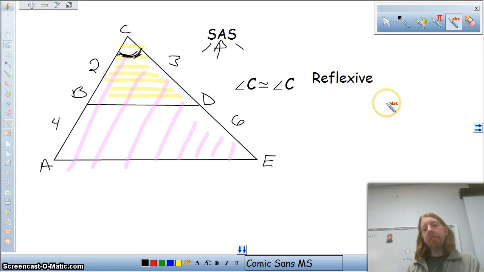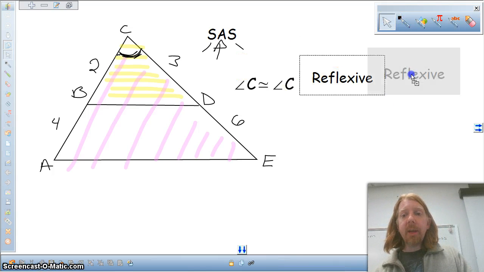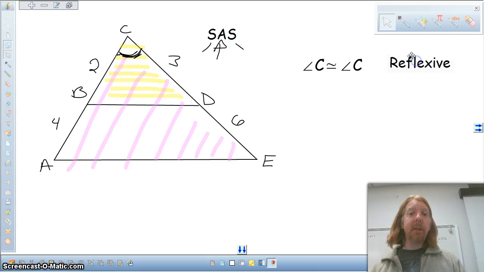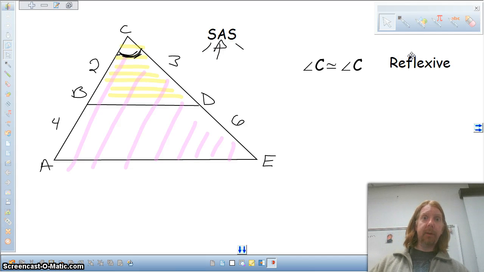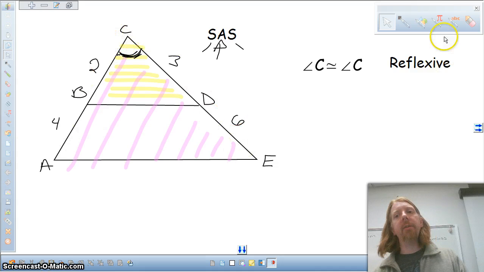Now, reflexive means something equals or is congruent to itself. That's an actual name for the rule, even though you think it's pretty obvious. I mean, if I tell you angle C is 60 degrees, how big is angle C? 60 degrees. So that's not too bad. Now I want to show that the yellow triangle sides are going to be proportional to the pink triangle sides.